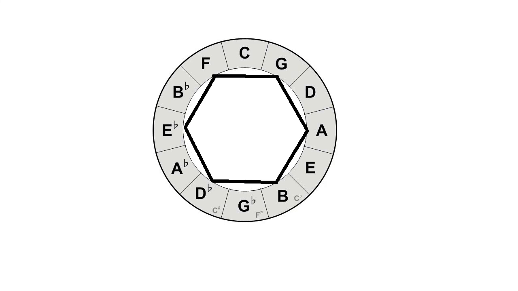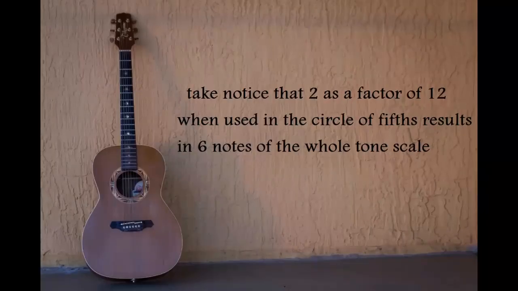any composers who seek to explore the whole tone scales but just don't have much grasp of what notes appear in each and every whole tone scale. For such composers, just pick your circle of fifths and skip every second note. No need to use your mental labor in finding those notes. So take notice that 2 as a factor of 12 when used in the circle of fifths results in the 6 notes of the whole tone scale.